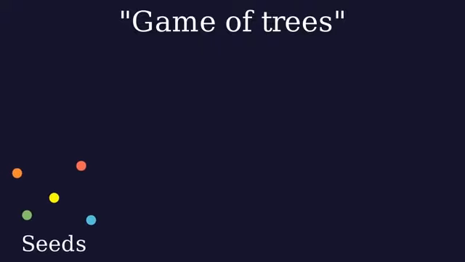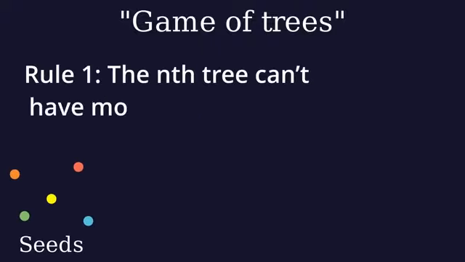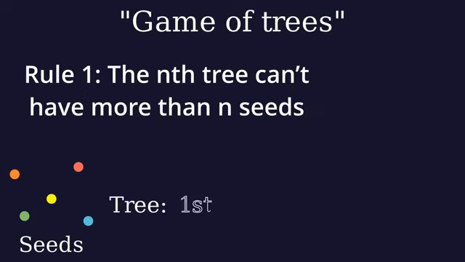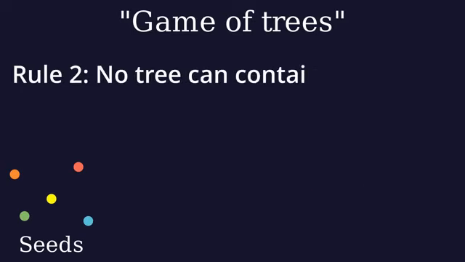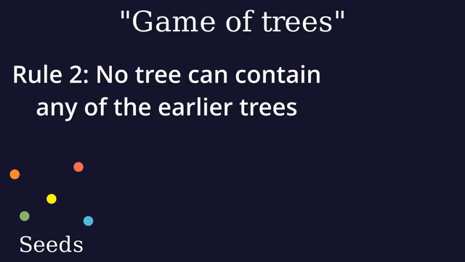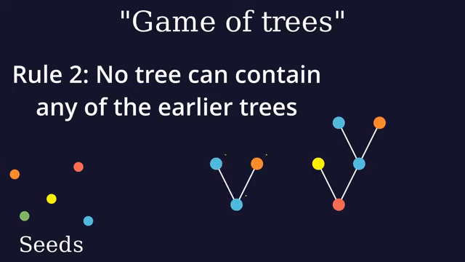Following two rules. The nth tree can't have more than n seeds. The first tree can have only one seed, the next can have up to two, and so on. The second rule is that when you try to build a tree, it cannot contain any of the earlier trees within itself. For example, this tree contains this one, so it cannot be built.